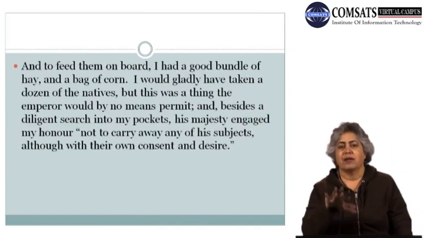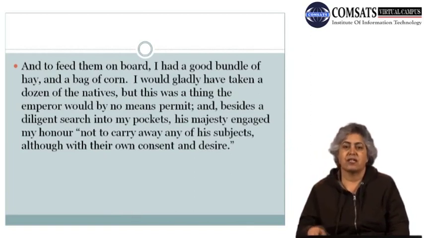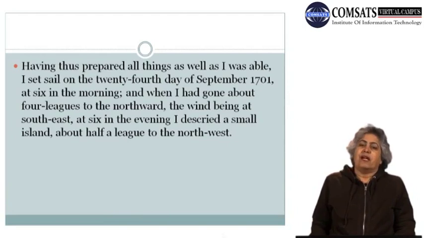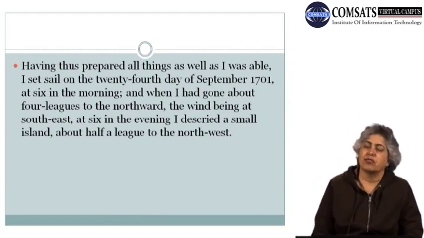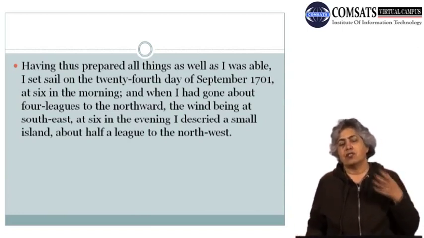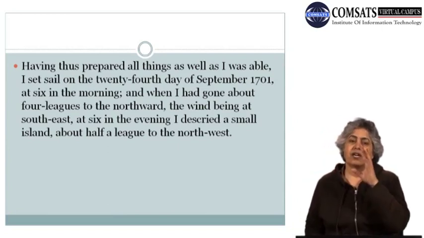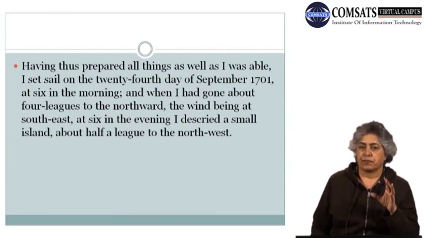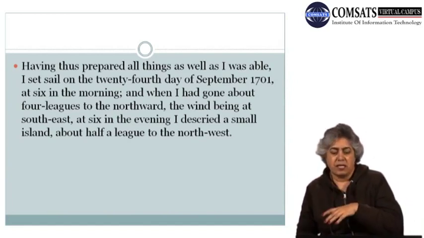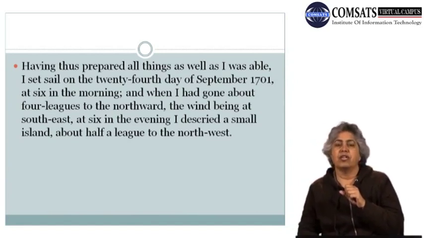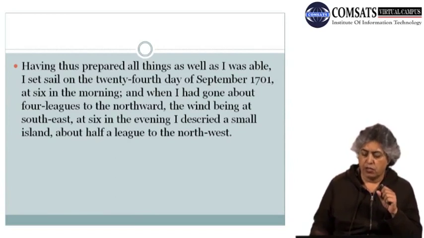And then the important thing here, I missed that point out, the emperor says that you have to promise that you are not going to take any Blefuscardians to your native country, no matter how much they want to, no matter how much they try to pressurize you. You have to promise me that you will not take any Blefuscardians. So much as Gulliver wants to take these people and show the rest of the world that there are people of such a short stature also, he doesn't take them because he's already promised them. And he says that when I had gone about 4 leagues to the northward, I saw a small island about half a league to the northwest.